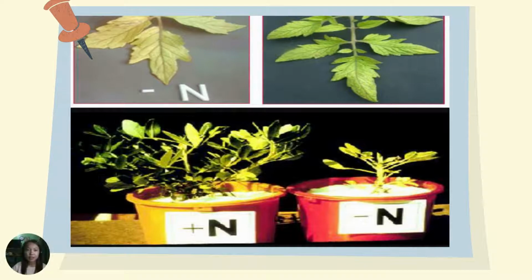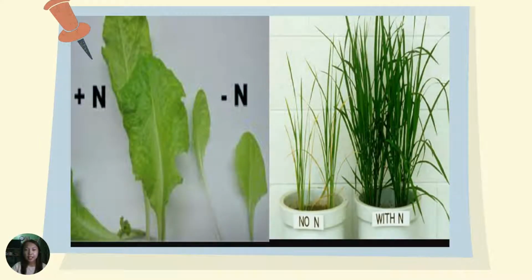As you can see in the image, if nitrogen is present in plants, the plant will have a green color and bear flowers and fruits. If it has a lesser amount of nitrogen, it tends to become yellowish in color. Another picture: you have here no presence of nitrogen and with presence of nitrogen.